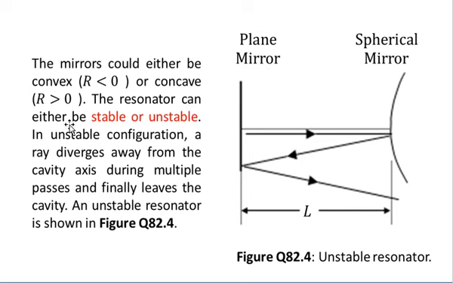The resonator can either be stable or unstable. In an unstable configuration, a ray diverges away from the cavity axis during multiple passes and finally leaves the cavity. An unstable resonator is shown in figure number 4. And this is what I have explained about the unstable resonator.